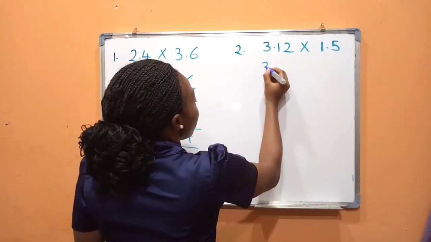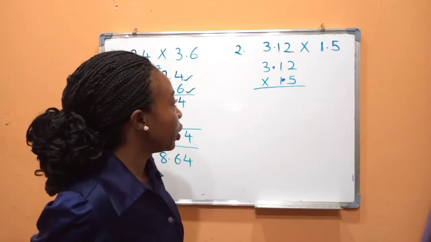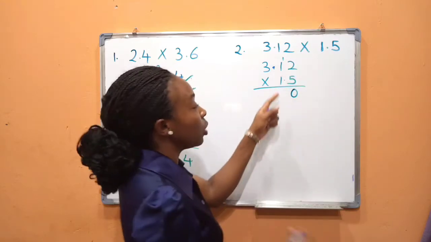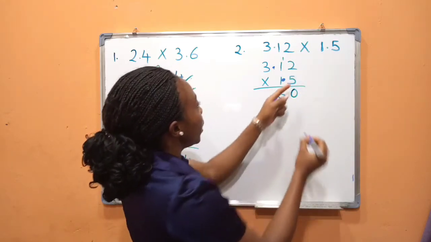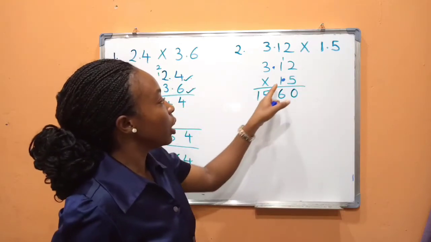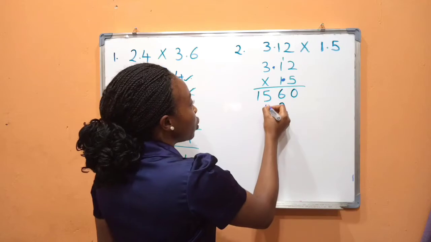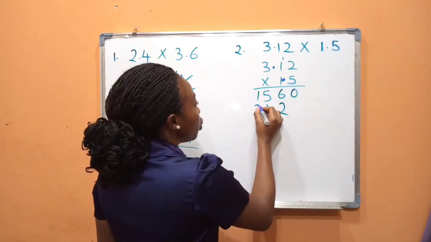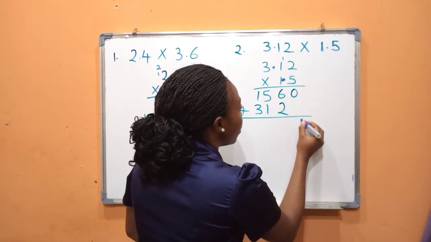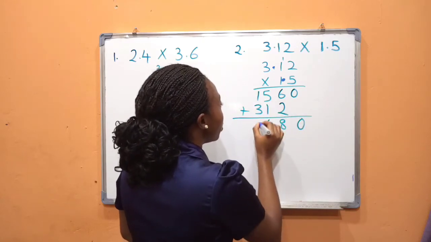In this second example, we have 3.12 times 1.5. So here's what we're going to do. We have 5 times 2, we have 10. We put 1 here. 5 times 1 gives us 5, plus 1, 6. 5 times 3 gives us 15. And then we are done with this first place. Now let's use 1 to multiply through. 1 times 2 gives us 2. 1 times 1 gives us 1. 1 times 3 gives us 3. So now that we are done with this, let's sum them up, okay? In summing it up, we are going to have 0, 6 plus 2, 8, 5 plus 1, 6, and 1 plus 3, 4.